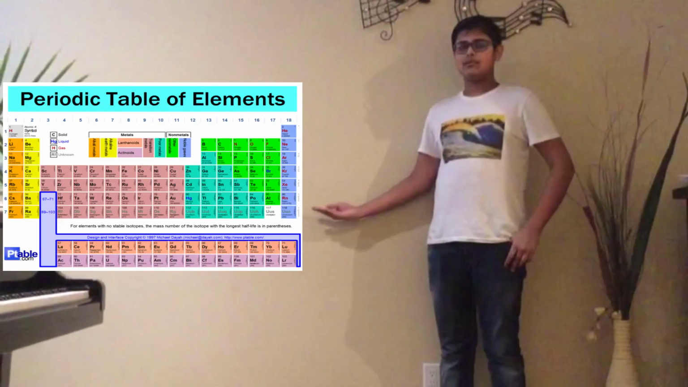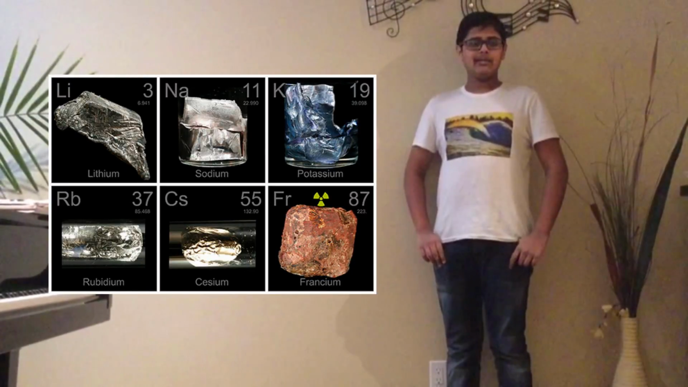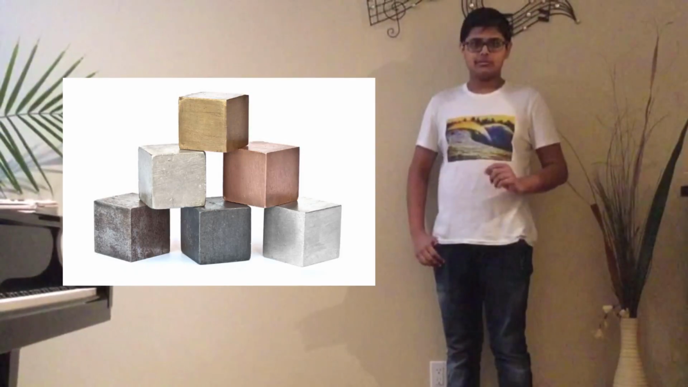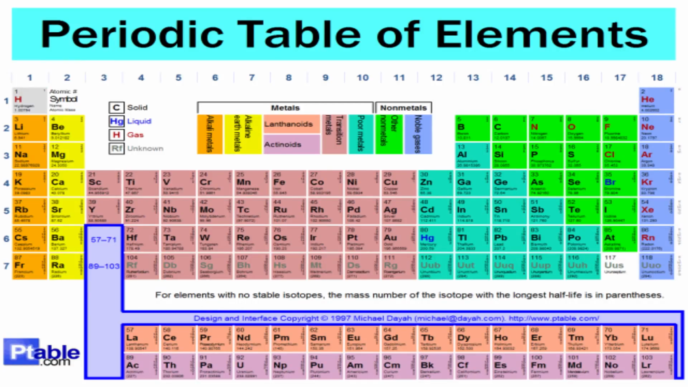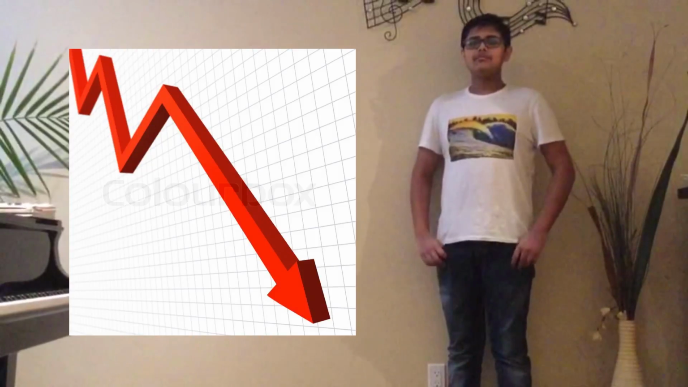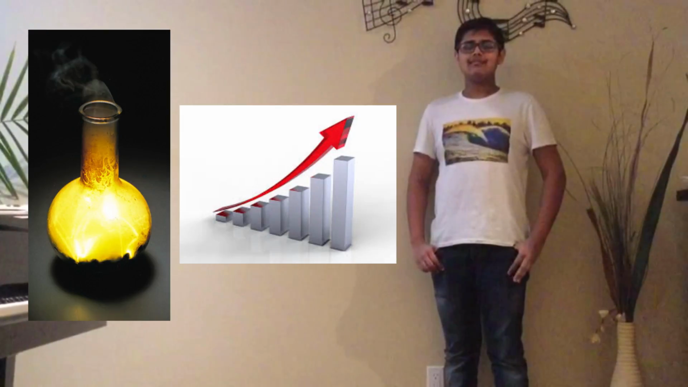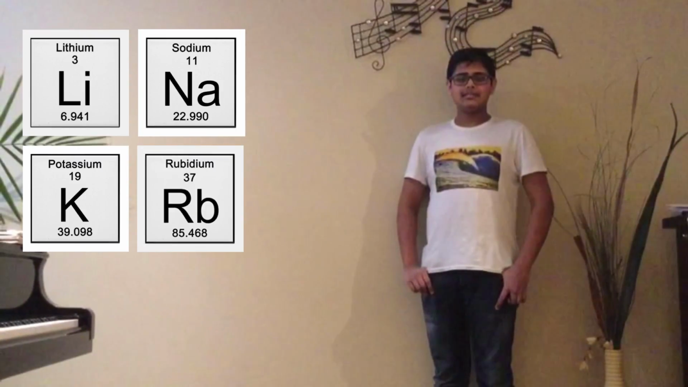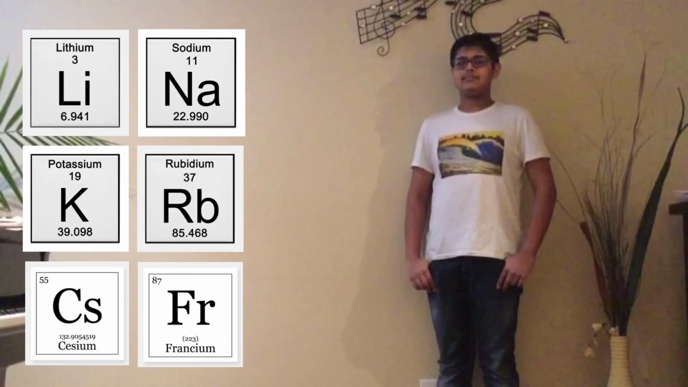The periodic table has many different categories. One category is the alkali metals. The alkali metals are the most reactive metals. It is to be remembered that hydrogen is not involved in the alkali metals. Alkali metals react when exposed to air and water. As you move down the group, the reactivity increases. Alkali metals include lithium, sodium, potassium, rubidium, cesium, and francium.